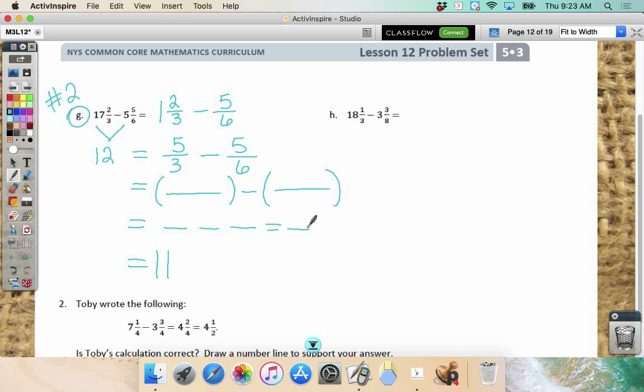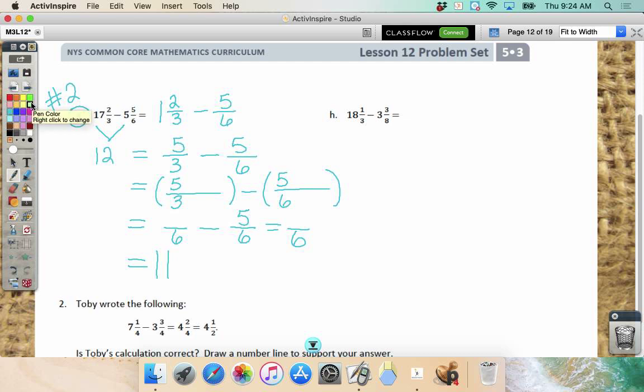So we could do 18 or we could do 12, but there's a smaller number yet. 6. Very good. So that means one fraction gets to stay the same. Which fraction gets to stay the same? 5/6. I don't have to change it, do I? Okay.